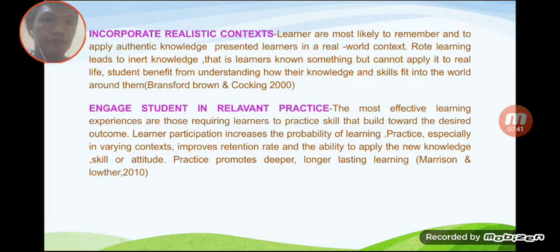Next, engage students in learning in relevant practice. The most effective learning experiences are those requiring learners to practice skills that build toward the desired outcome. Learner participation increases the probability of learning. Practices, especially in varying contexts, improve retention rate and the ability to apply the new knowledge, skill, or attitude. Practice promotes deeper, longer-lasting learning.